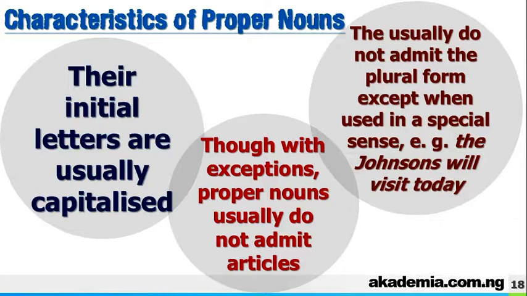But when used in a special sense, then the proper noun can admit a plural form with the S marker, like the Johnsons will visit today. The Jacobs will see you tomorrow. So these are the characteristics of proper nouns.